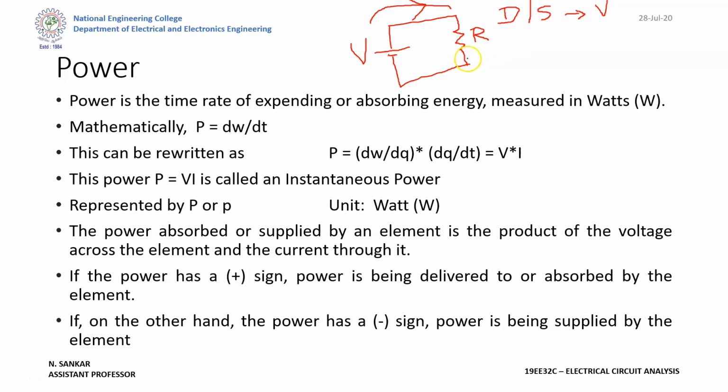If the power is transferred from your resistor to your voltage, from resistor to voltage like this, then power is absorbed by your voltage source. We are getting the power from your resistance. So this arrow means power is absorbed, and that arrow means power is delivered. Based on the sign we can decide whether it is absorbed or delivered.